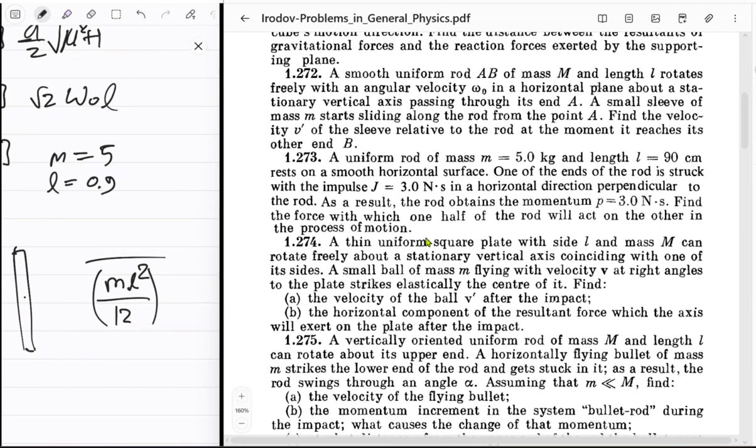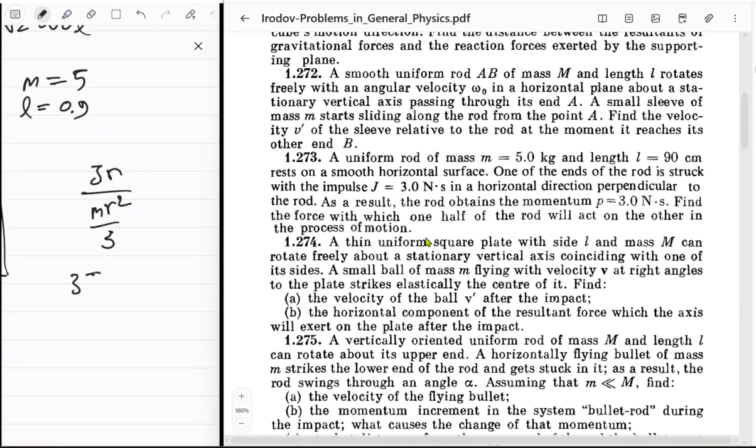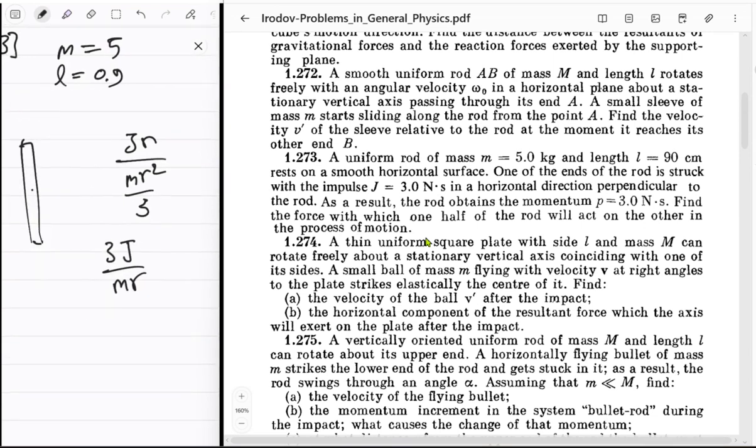This might actually not be the thing that I want to do. Then you've got torque, which is our impulse times L upon 2. Actually, I'm just going to use R, so R is just L upon 2. So it's JR upon MR squared upon 2. That's better. So you get 3J upon MR. That is our omega.